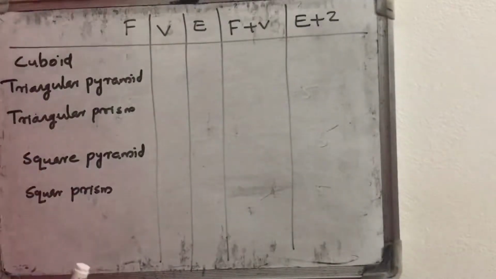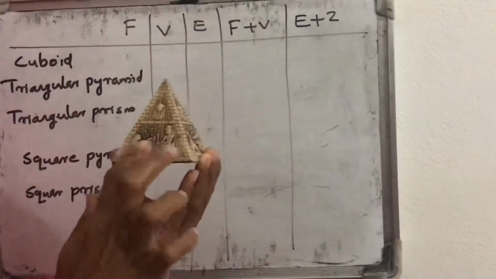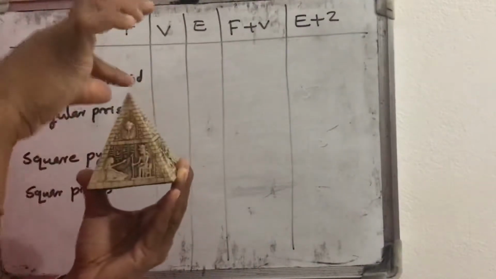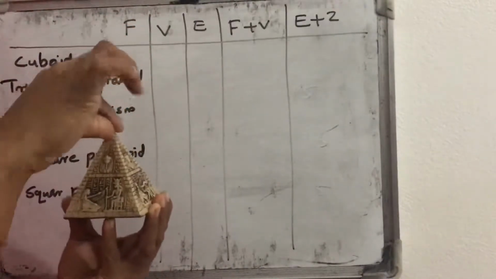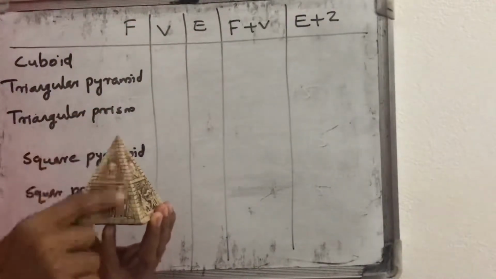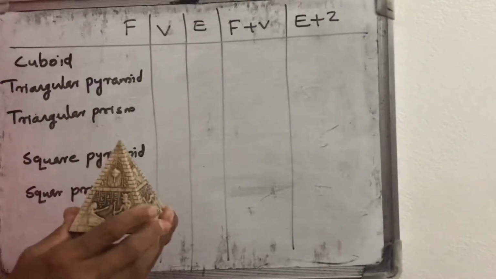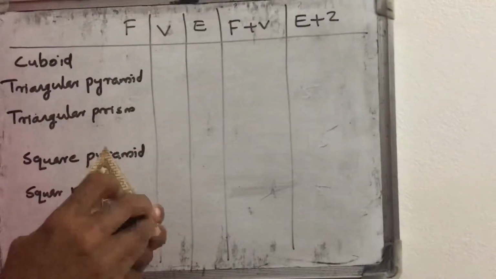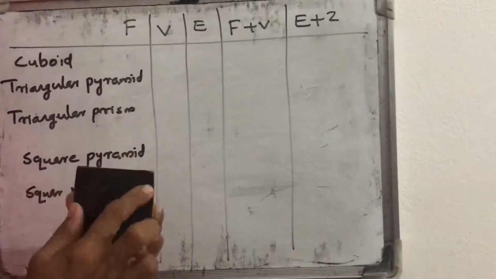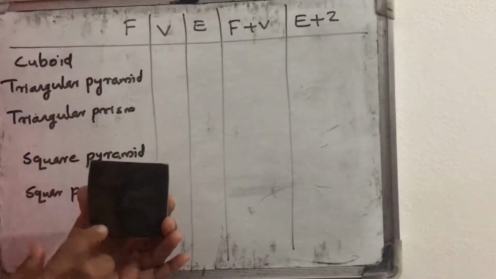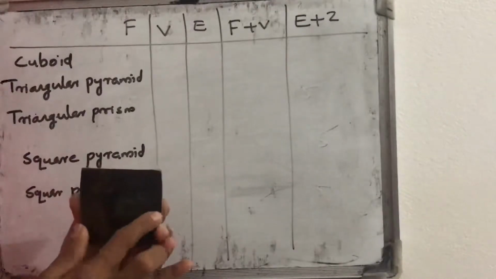In the case of this pyramid, you can see that on one end, at the top, there will be only one vertex. That type of shape is a pyramid. And pyramids also have different types, according to their base shape. We can decide their name by the base shape.